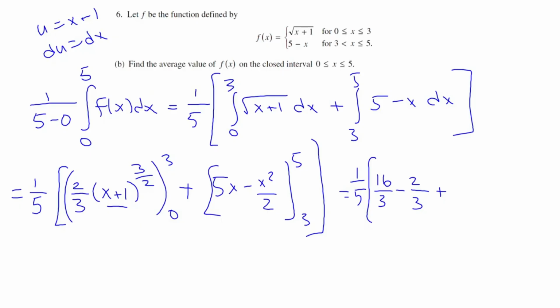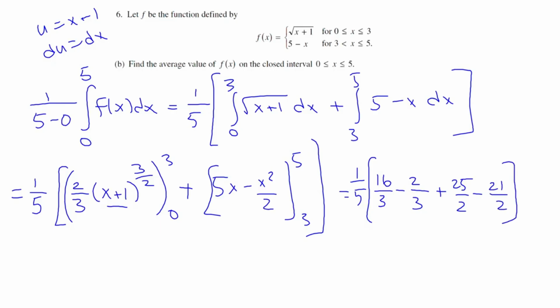So 5 times 5 is 25. Right? And 25 minus 25 halves is just going to be 25 halves. And then we'll have to subtract what we get when we plug in 3, which is 15, right, minus 9 halves. 15 is 30 halves. So 30 halves minus 9 halves is going to be 21 halves.